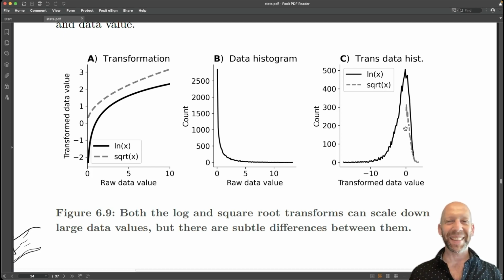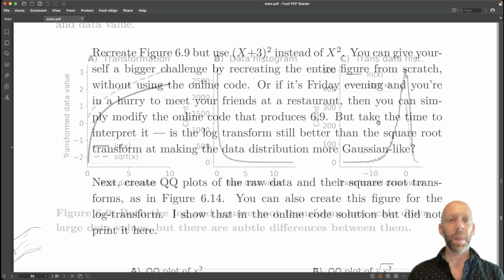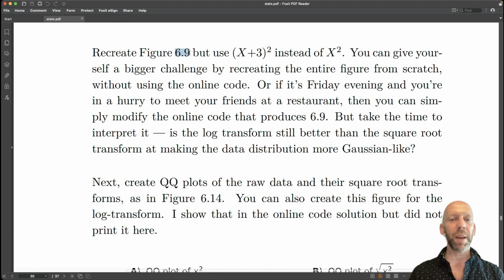Well, you can already imagine the answer is going to be no. It is better in this particular case for getting the data to approach a more normal distribution, but the goal of this exercise is to explore this in more detail. So in particular, we are going to recreate that figure, but instead of using x squared, which is how I defined those data for x coming from a normal distribution, use x plus 3 squared. So not x plus 3 squared, that would be x plus 9, but the quantity x plus 3, and then you square that quantity. So effectively, we are applying two transformations to these data.